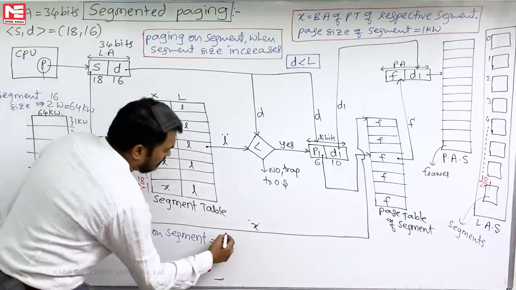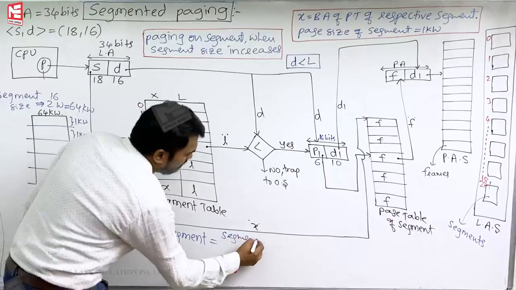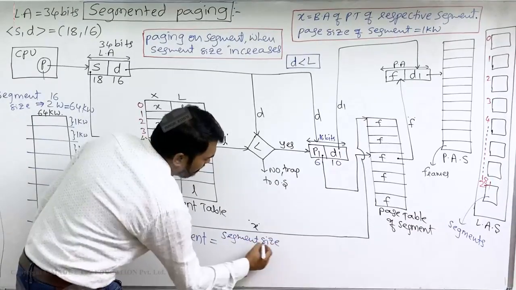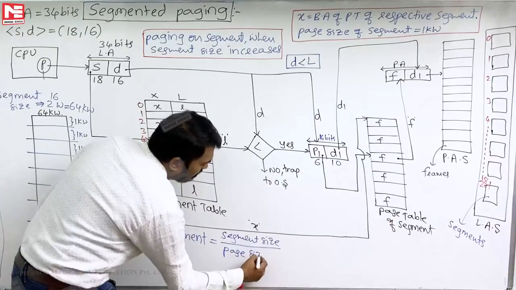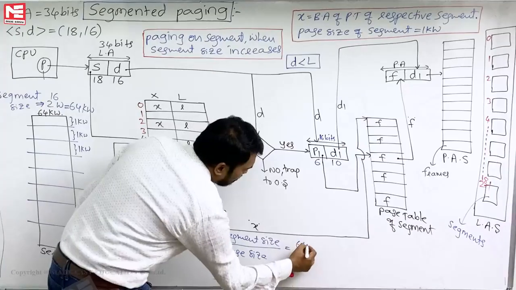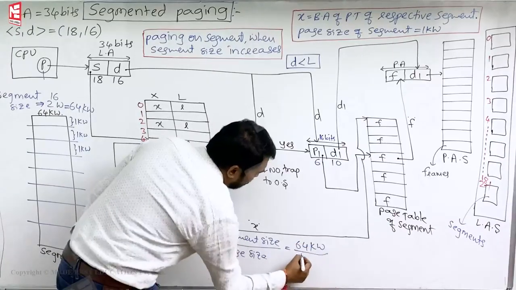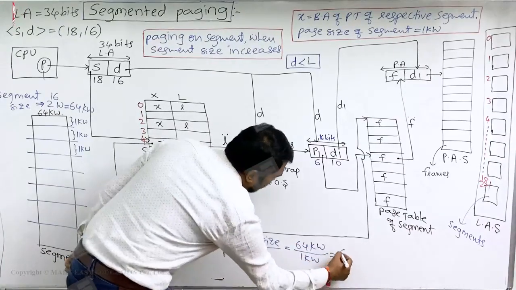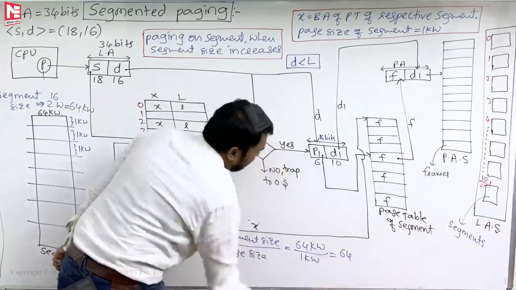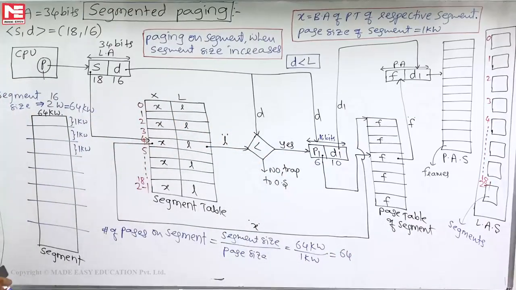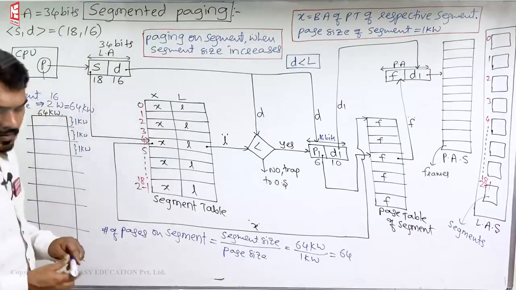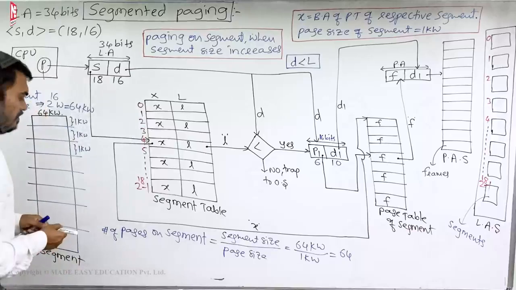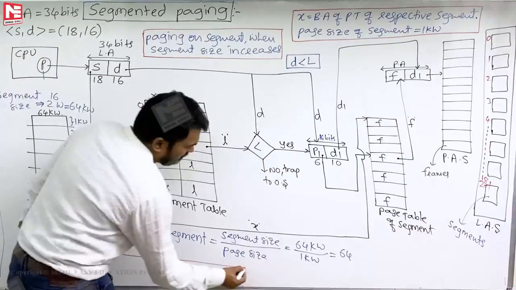How will it come? Number of pages equals segment size divided by page size. Page size, how much is that? 64 kilowatts divided by 1 kilowatts. How much is that? 64. So how many pages do you get? 64. If you want, you can keep that in a box.